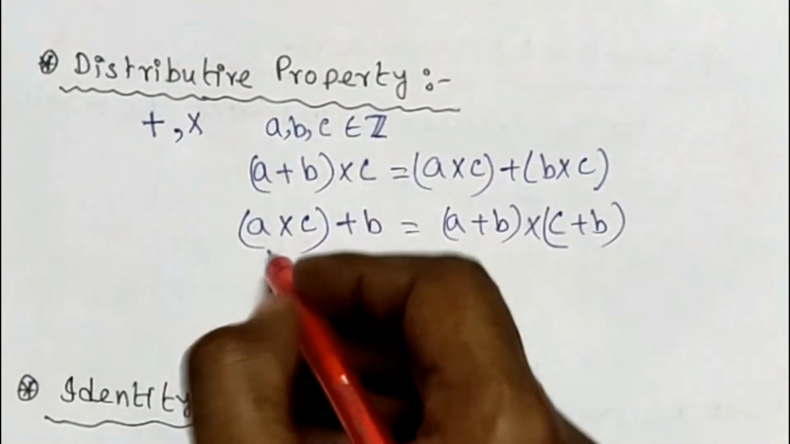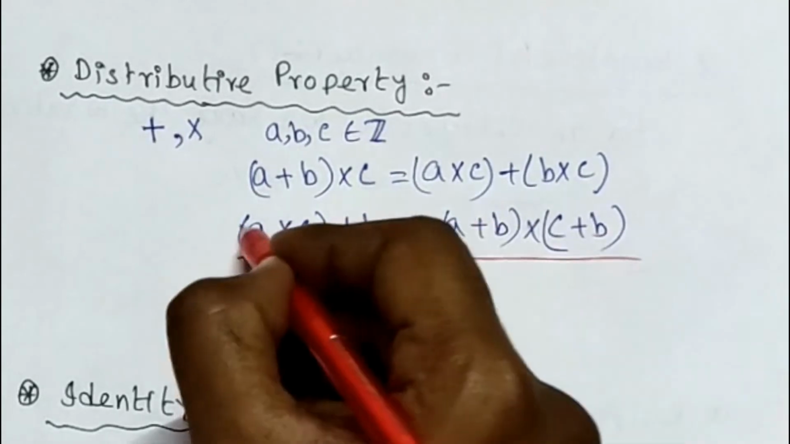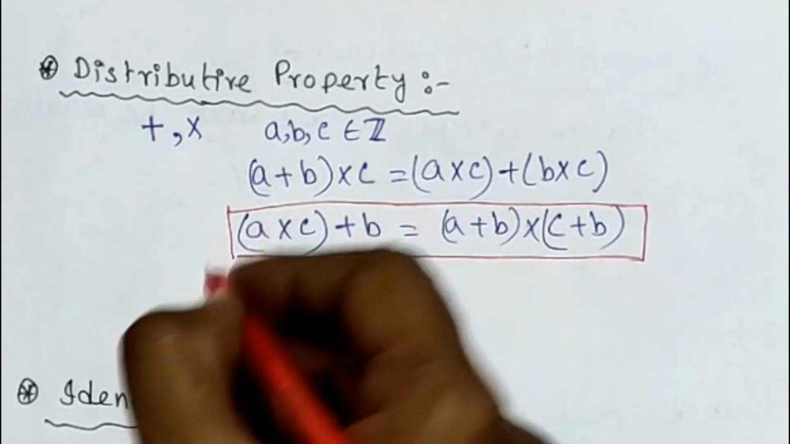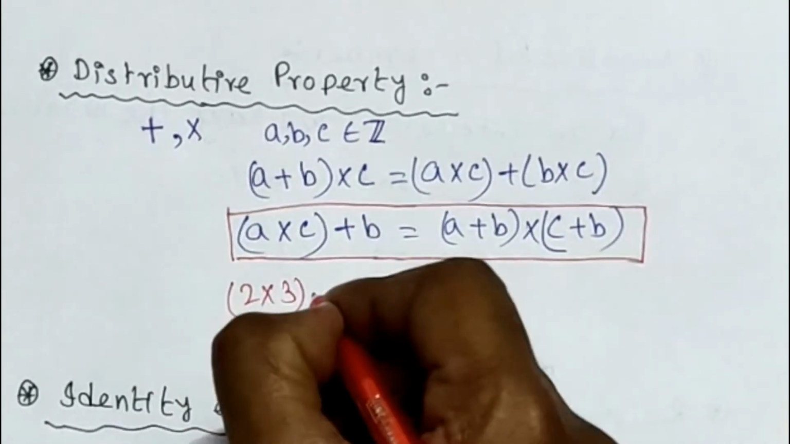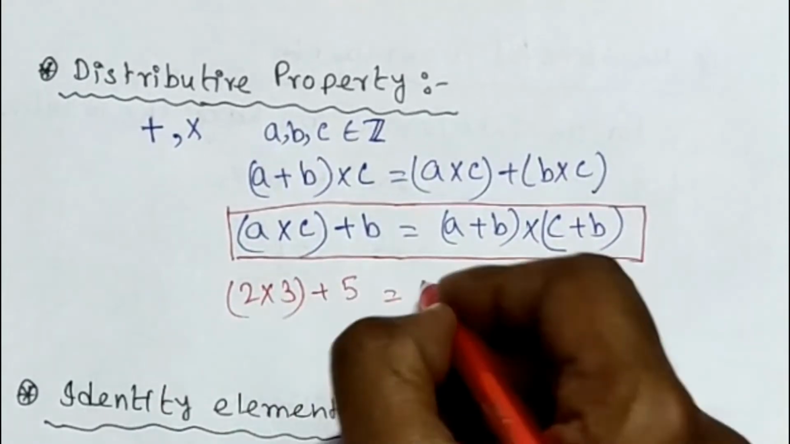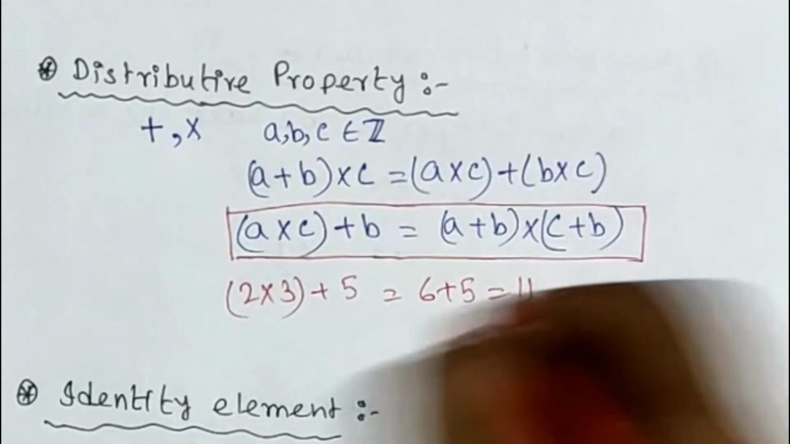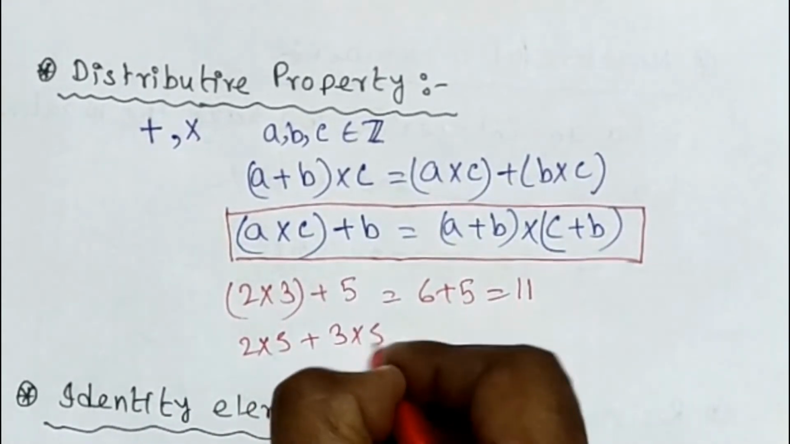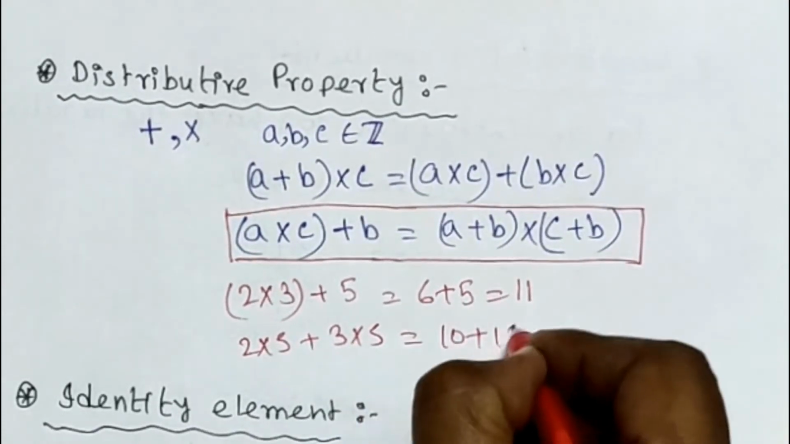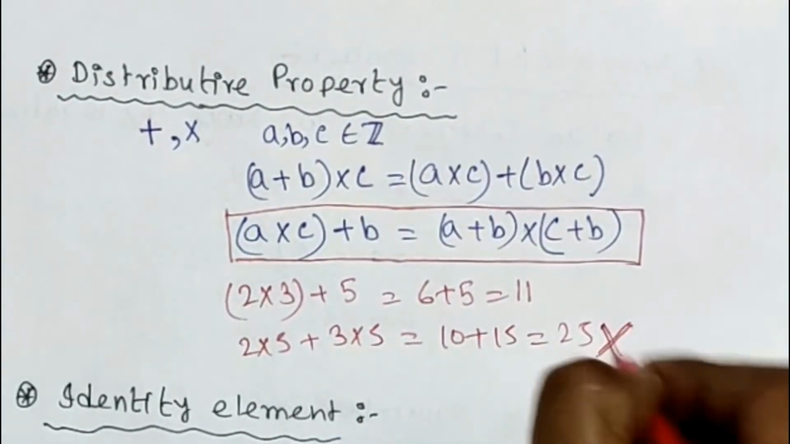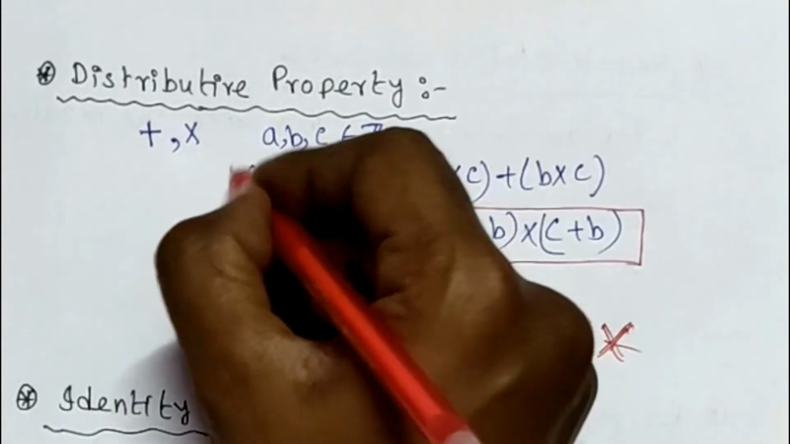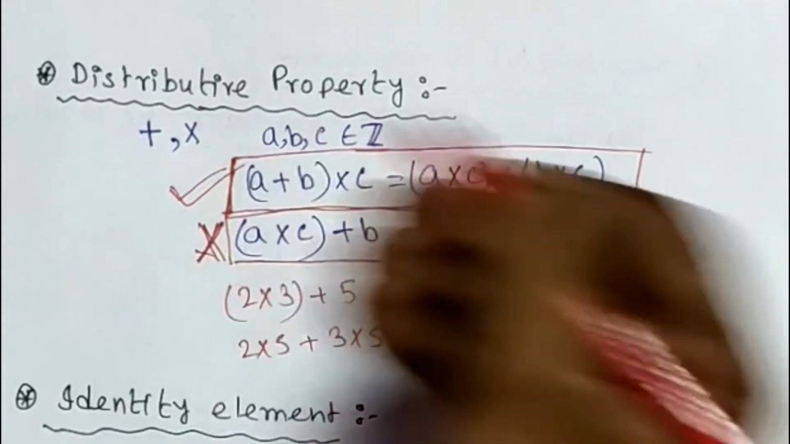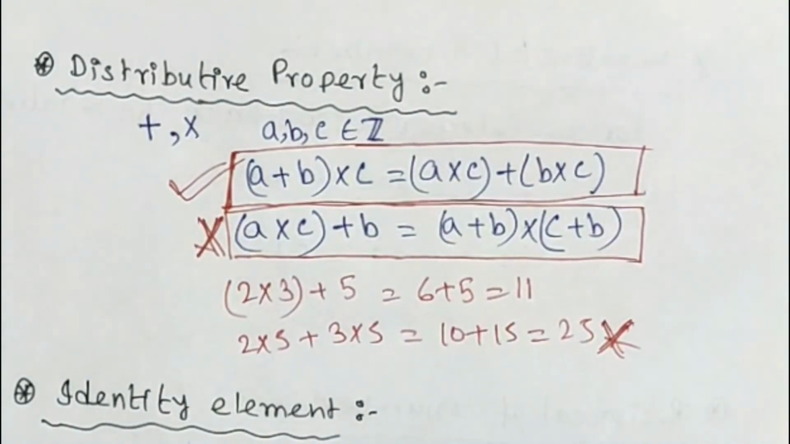Now if we write a into (b plus c), can we write this equals to (a plus b) into (c plus b)? Check. Suppose 2 into (3 plus 5). If we multiply, then 6 plus 5 is equal to 11. Now if we write it like this, that is 2 into 5 plus 3 into 5, this gives us 10 plus 15, which is equal to 25. This is not possible, so this is not true. But for the distributive law, you can write like this. This is true: (a plus b) into c equals a into c plus b into c.